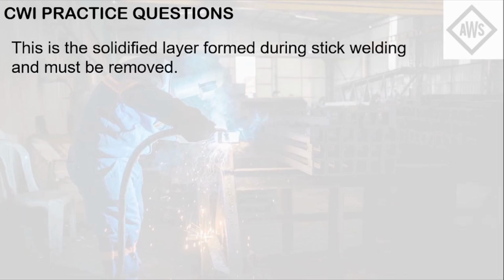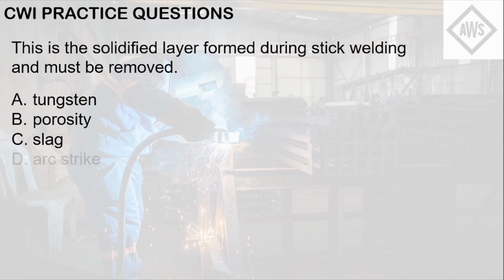This is the solidified layer formed during stick welding and must be removed. Letter A, tungsten. Letter B, porosity. Letter C, slag. Letter D, arc strike.